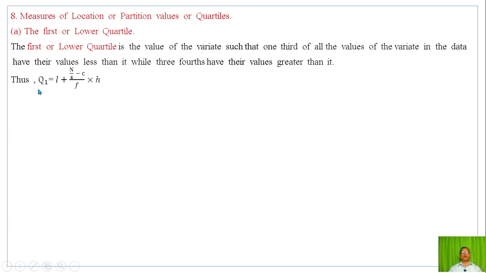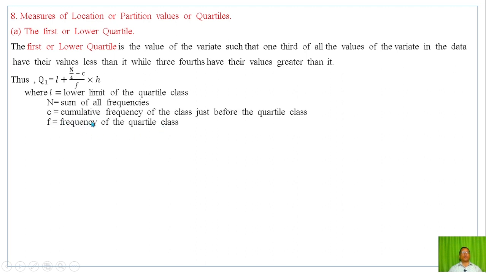Thus for a group frequency distribution, the first or lower quartile Q1 is L plus (n by 4 minus C) by f into h, where L is the lower limit of the quartile class, n is the sum of all frequencies, C is the cumulative frequency of the class just before the quartile class, f is the frequency of the quartile class, and h is the width of the quartile class.